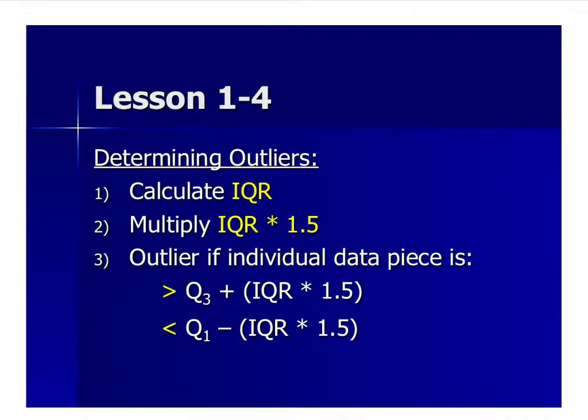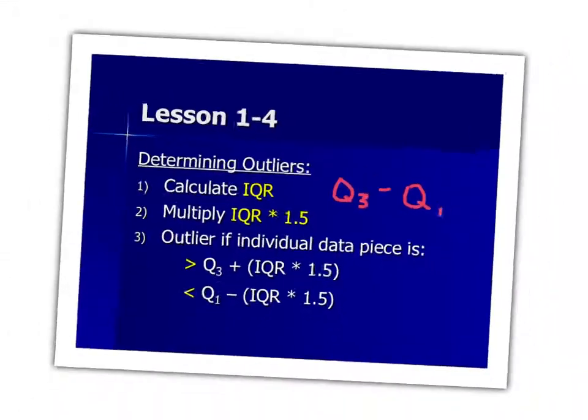Now, how to find an outlier. Here's how you do it. Number 1, you calculate the IQR, which again is Q3 minus Q1. You take that value and you multiply it by 1.5. I'm going to move this up so I can show you an example using our feet.